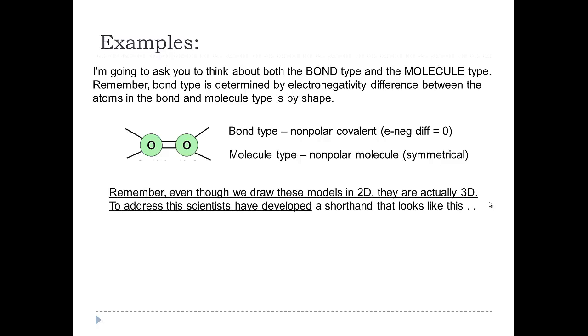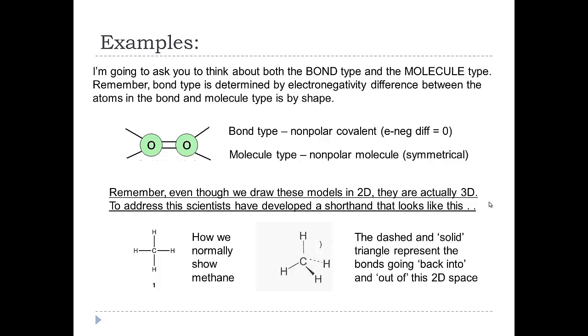Remember, even though we draw these models in 2D, they are actually 3D. To address this, scientists have developed a shorthand that looks like this. When we draw methane, we show it with the 4 H's around the C like that. Later on in your college careers, you'll see this kind of model where there's a dashed line and a solid line. This represents the bonds going back into the space and out of the 2D space. The ones with just the solid lines are in the plane of the paper.